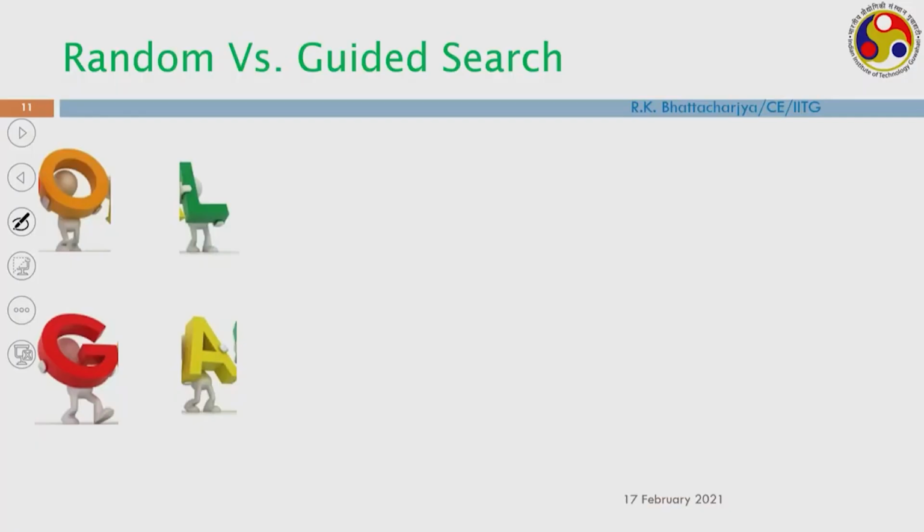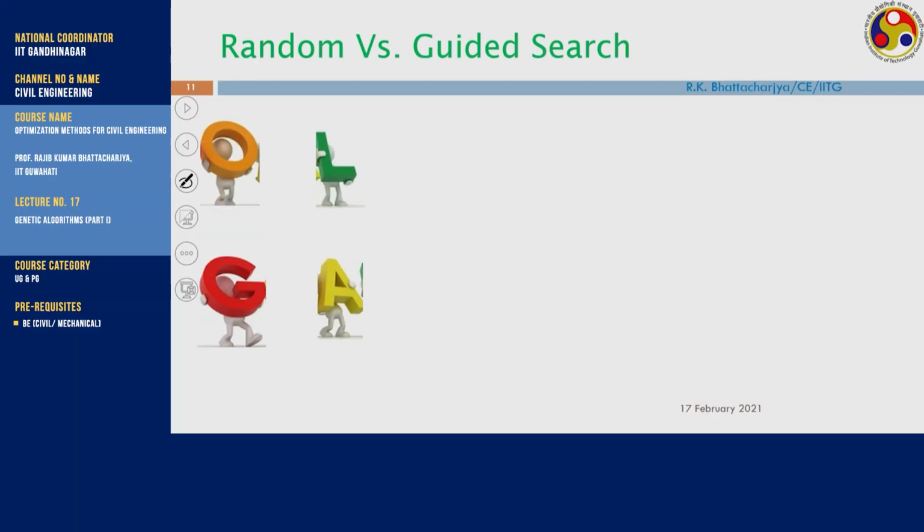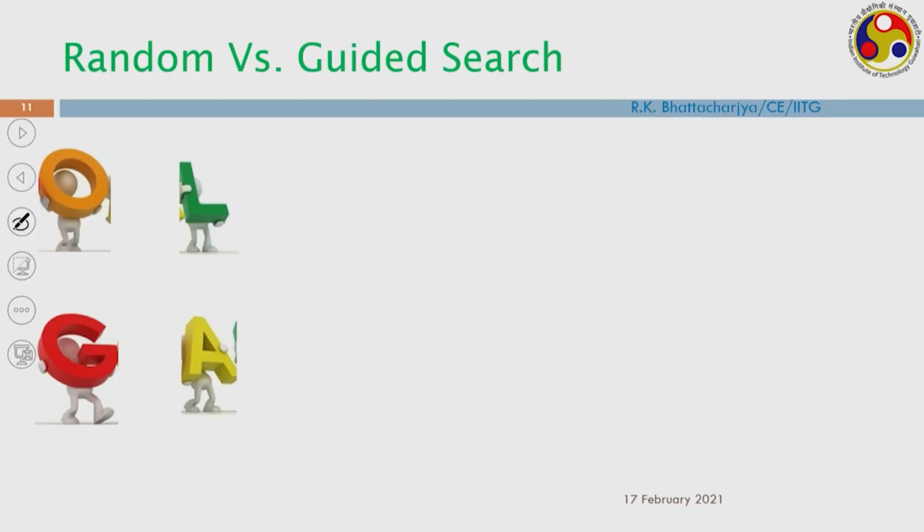Now just take an example of these building blocks. This is a very simple problem, with which I would like to explain what is random search and what is guided search. Now I have 4 letters: O, L, Z, A. I am asking you to create the word goal using these letters.